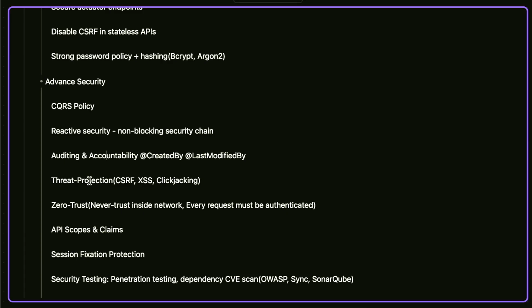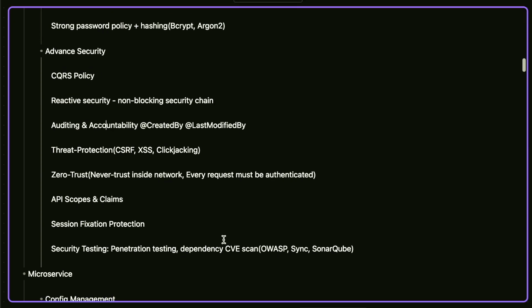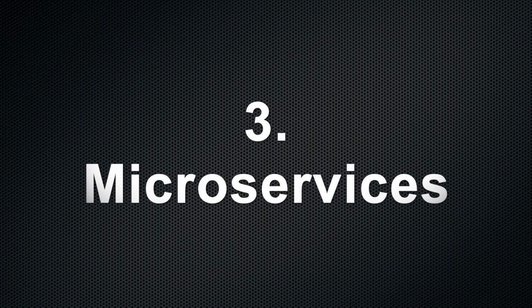We also have to implement zero trust, never trust inside the network, where every request has to be authenticated. Without authentication, we don't accept any request. Then we have API scopes and claims. We also have session fixation protection, security testing like penetration testing, and dependencies we scan with the help of OWASP Snyk or SonarQube. Now we have covered basic concepts in security.